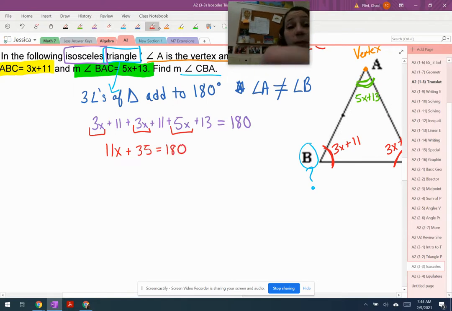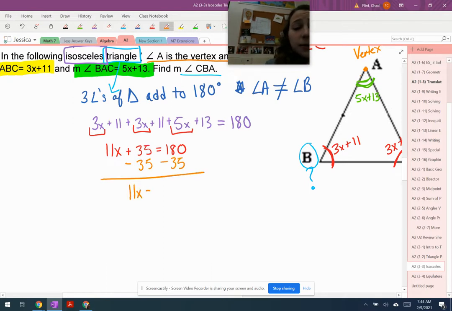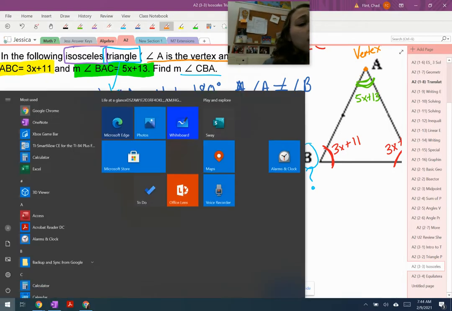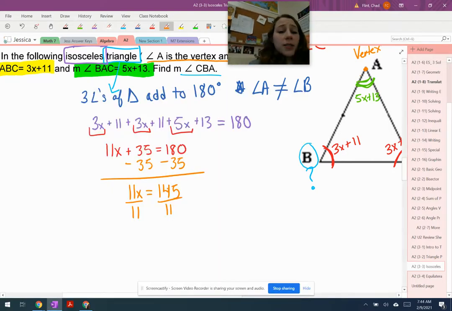That's why I don't do math in my head. Minus that 35 from both sides to isolate your variable. 180 minus 35 is 145. Divide by 11, divide by 11. I wonder what that's going to look like. Oh, geez, that's a hot mess. Did I math correctly?